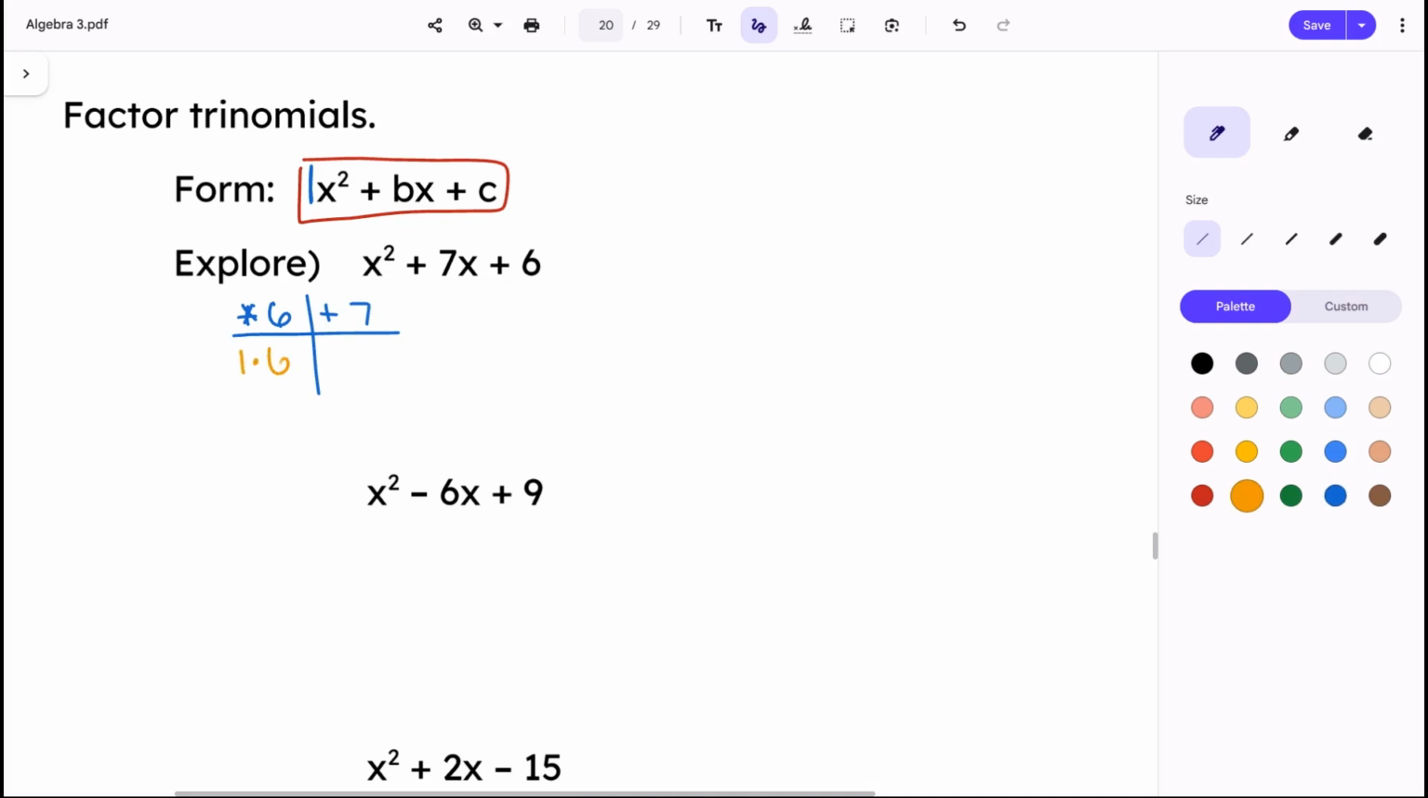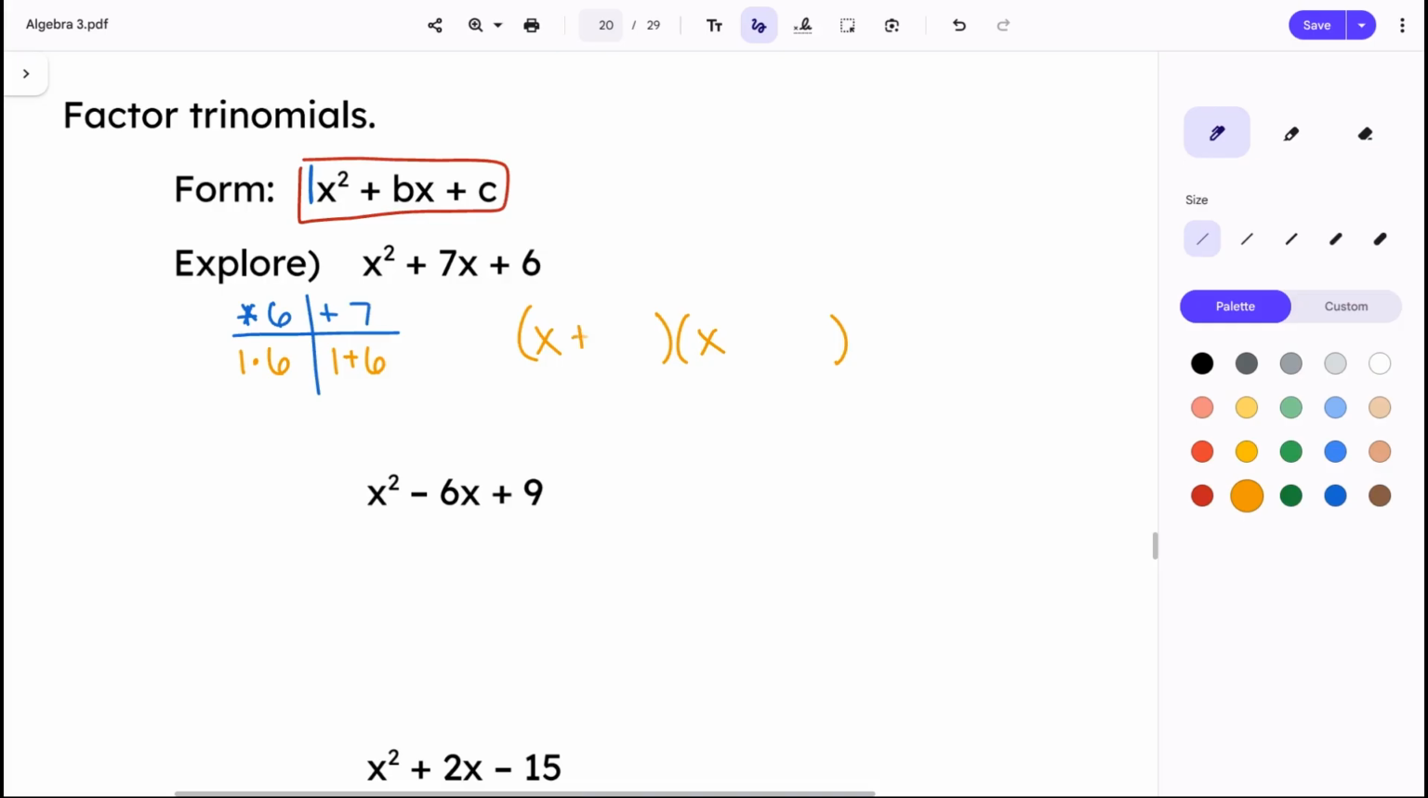1 times 6 is 6. 1 plus 6 is 7. So 6 and 1 are what I would call your magic numbers because they're going to be the ones that work. And then what I'm going to do is factor this by drawing out 2 sets of parentheses. You're basically going to take that x squared and split it, so each one gets an x. And then these numbers are going to be what follows.